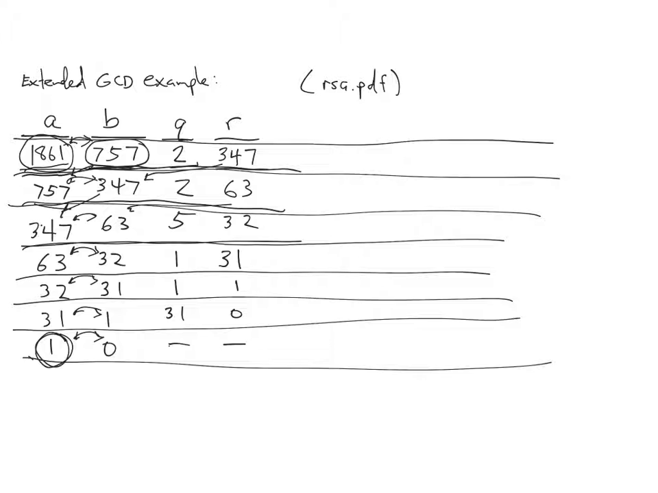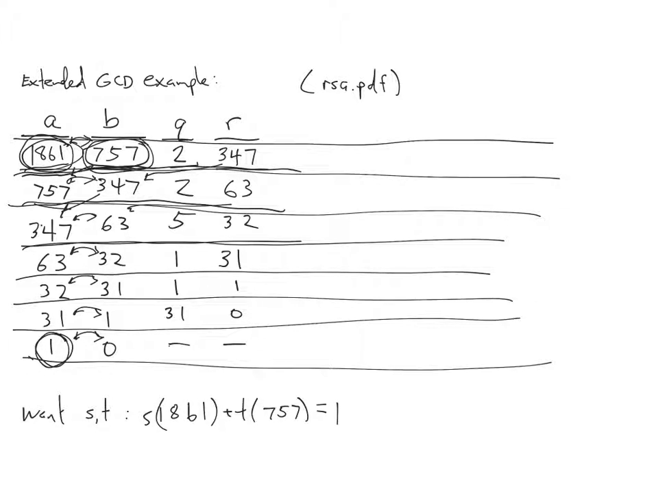Okay, so now that really is kind of fun, and it's a nice little algorithm, but that's kind of not the point. The point is that we really want S and T, say, with the property that, in this case, S times 1861 plus T times 757 is equal to the GCD.